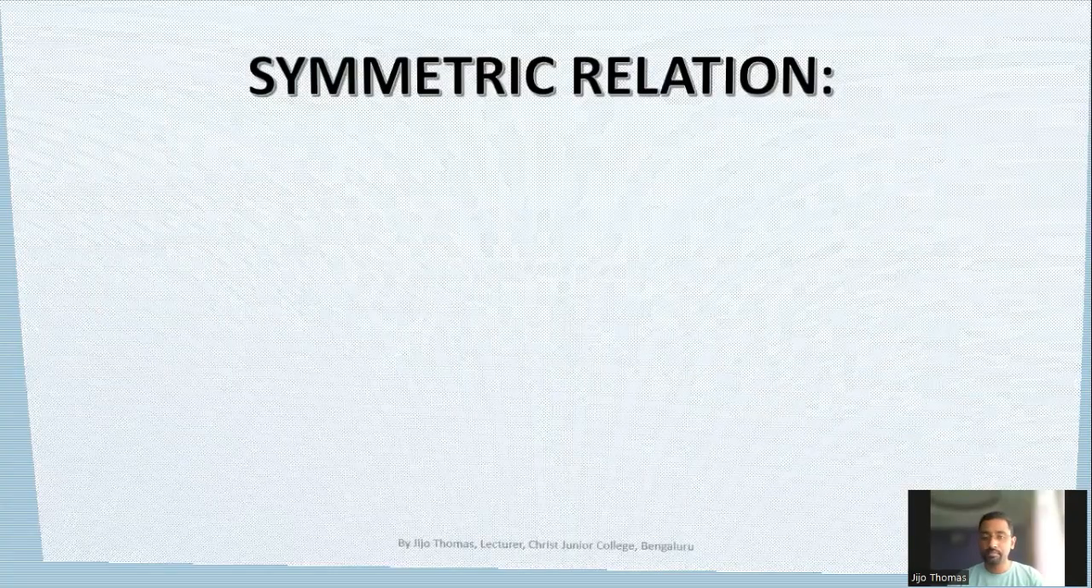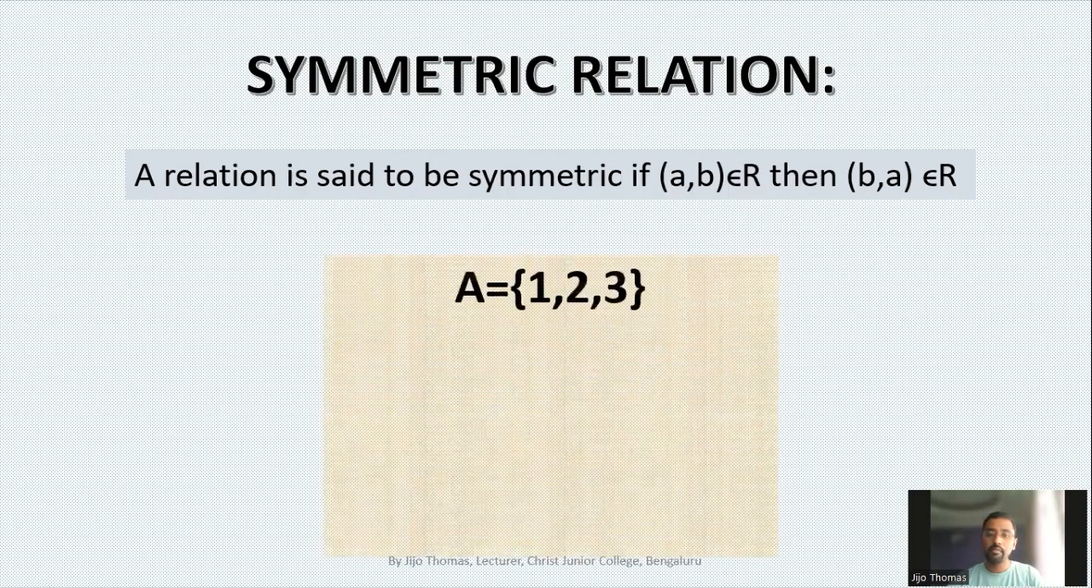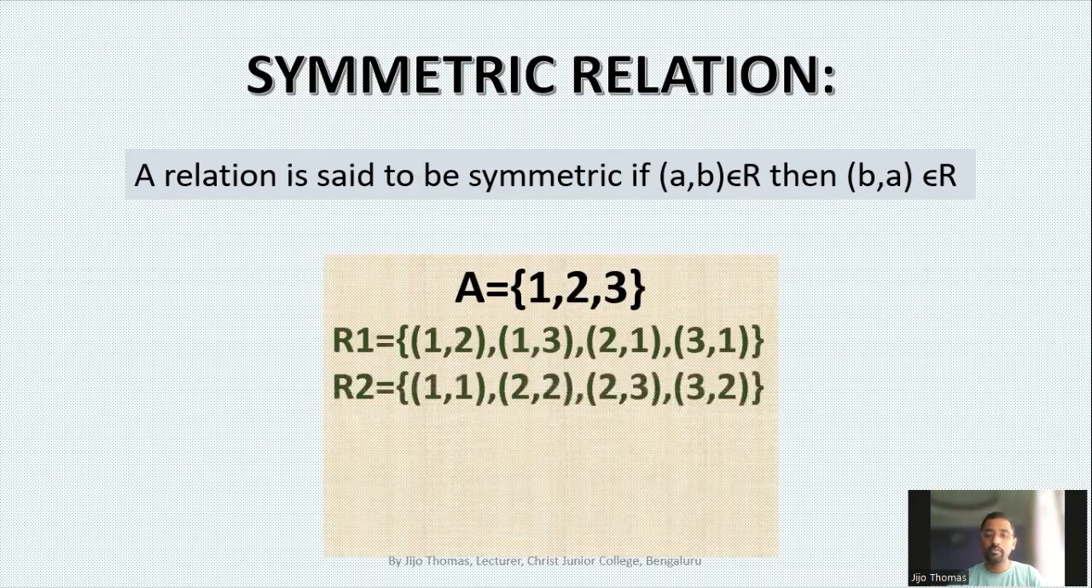Next, we have symmetric relation. If (A, B) is there in R, then (B, A) should be there in R. So if (1, 2) is there in R, (2, 1) should be there. Another example, with 1, 2, 3, and R1, R2. If you see, we have to check every element here in R, not A. (1, 2), the reverse is (2, 1), and (2, 1) is there. (1, 3), (3, 1) is there. (2, 1), (1, 2) is already there in the beginning. (3, 1), (1, 3) is already there. So for every (A, B), (B, A) should be there in the relation. Then it is a symmetric relation.